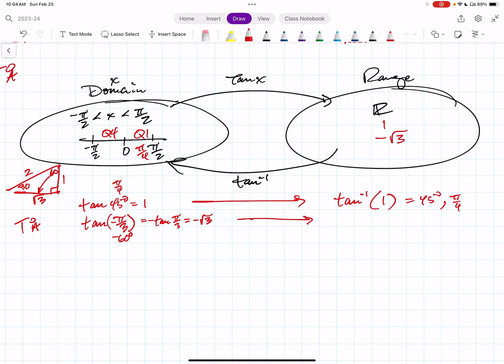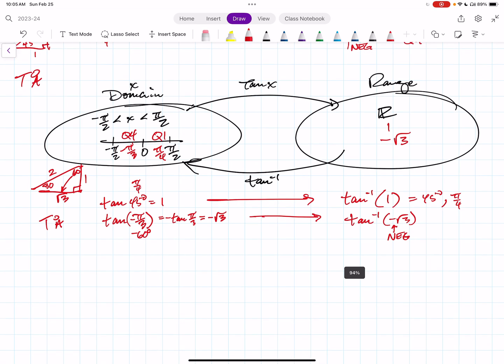You take the angle, negative pi thirds, which is in quadrant 4. You take the tangent of it, you get negative root 3. Then you take the inverse of it, and it should send you right back to the angle, right? So you take the inverse tangent of negative root 3. Now again, this is a negative number, and the inverse function only gives you one angle back, okay?